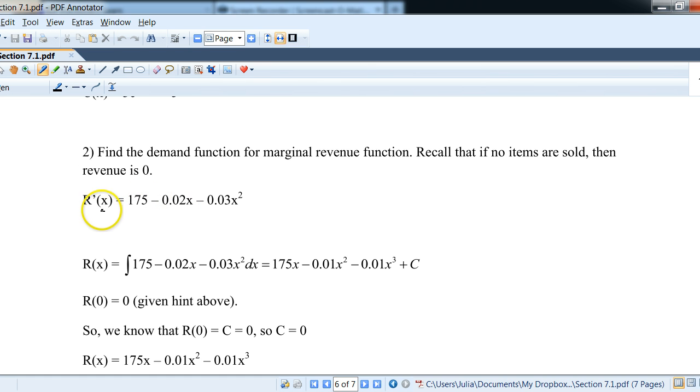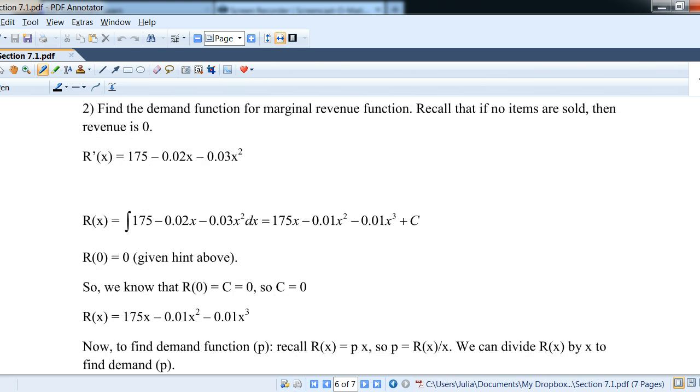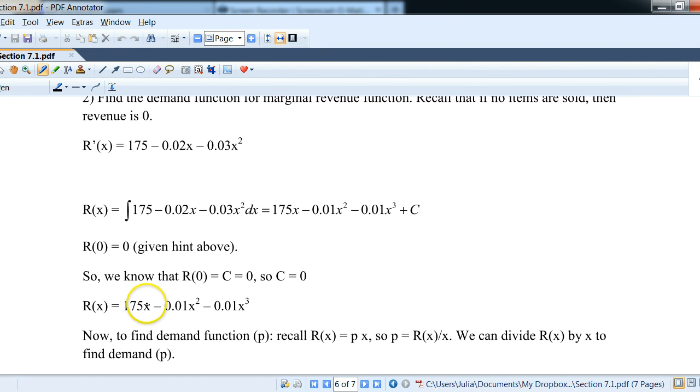So with the revenue, if you have marginal revenue, it's exactly the same. So if you have marginal revenue, we can integrate it. And again, the integral would be plus a constant. Now with the revenue, it's easier to recall that if no items are sold, then the revenue is 0, which means R of 0 is 0. So if you plug in R of 0, everything will give you 0 except the constant, but that's also 0 because R of 0 is 0. And so the actual revenue would be just 175x minus 0.01x squared minus 0.01x cubed.